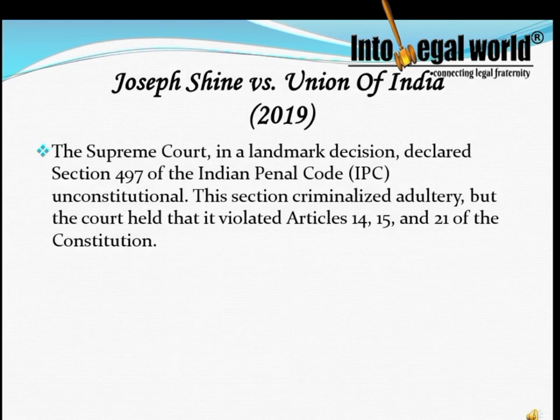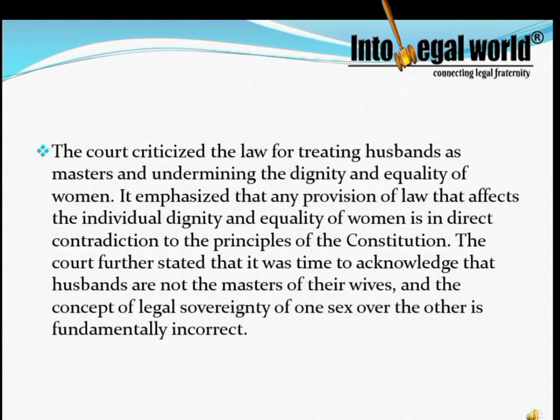The Supreme Court, in a landmark decision, declared Section 497 of the Indian Penal Code unconstitutional. This section criminalized adultery, but the court held that it violated Articles 14, 15, and 21 of the Constitution. The court criticized the law for treating husbands as masters and undermining the dignity and equality of women. It emphasized that any provision of law that affects the individual dignity and equality of women is in direct contradiction to the principles of the Constitution.